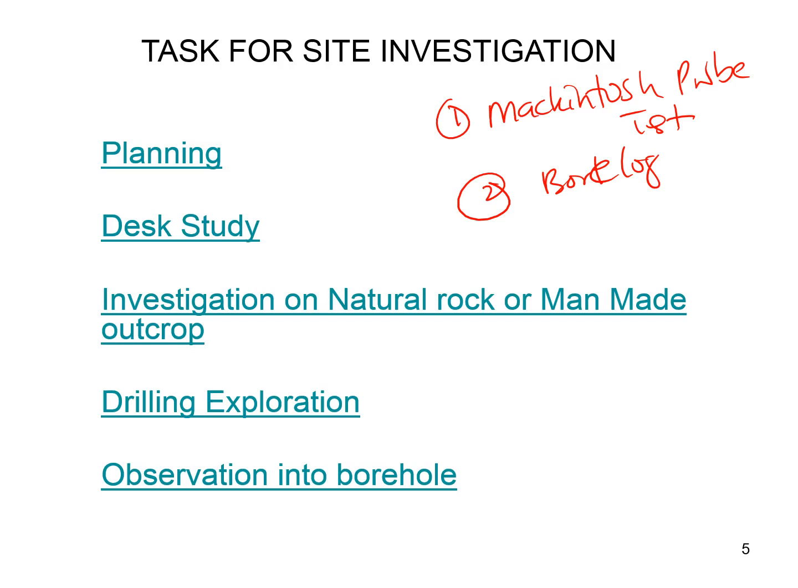For site investigation, a few tasks are involved. The first one is planning, then study, and then investigation, drilling. That's why this chapter is focused on the bore log. For bore log, it will involve the drilling explorations, and the last task is observation in the borehole.